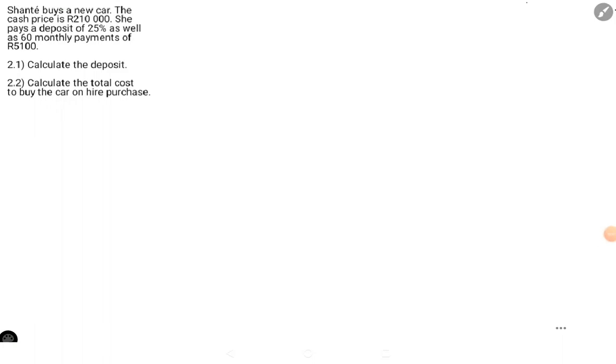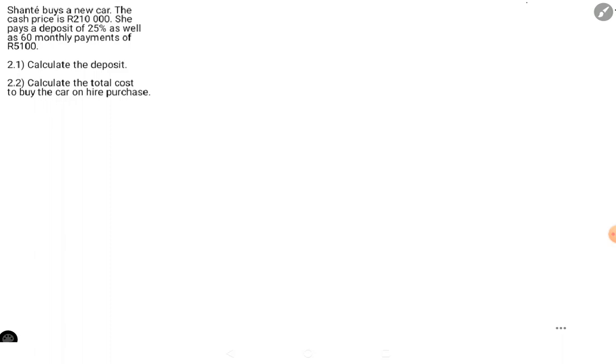Okay, we're back again. So this here is an example of another financial maths question that you might have. And so this has to do with hire purchase again. Just pay attention to different types of hire purchase questions that you might get. And so this is one of them. So let's just read the question before we start thinking.